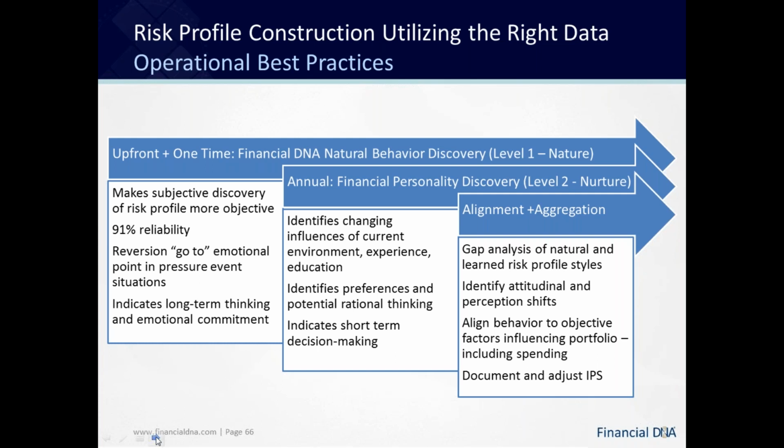In terms of the risk profile construction, utilizing the right data, which we believe that the financial DNA discovery process provides, the operational best practices are, firstly, that the financial DNA natural behavior discovery, which we're addressing in this webinar series and the training programs, the level one behavior, the nature determination, is done up front and one time only. It makes what many people say is subjective discovery in terms of the risk profile far more objective. So if you do consider that uncovering the risk profile is subjective, then our approach is making it more objective. There will be a very high level of reliability at 91% based on the psychometric measurement validation studies.